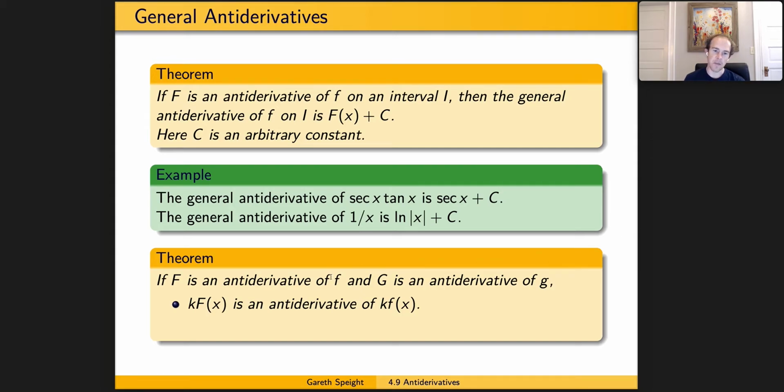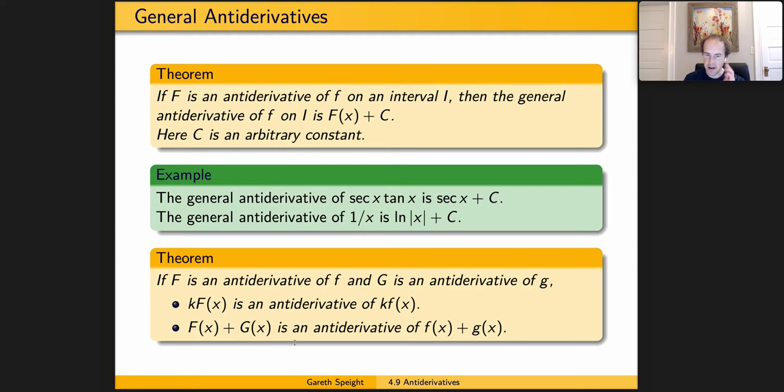Here, for instance, suppose we have two functions, little f and little g, and we know two antiderivatives, capital F and capital G. How do we find the antiderivative of a constant times f? It would just be a constant times the antiderivative. And how do we find the antiderivative of little f plus little g? It would just be the sum of the antiderivatives.